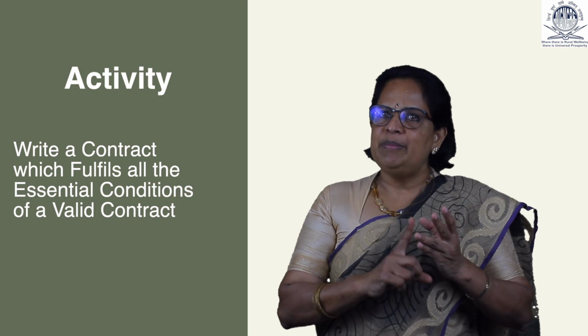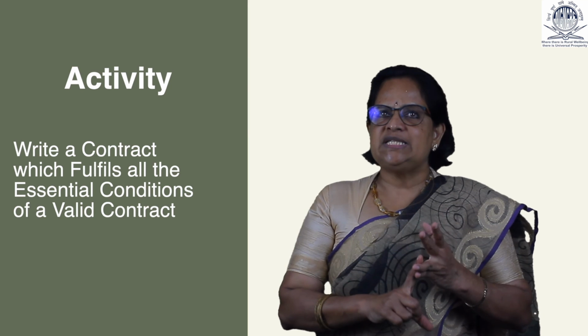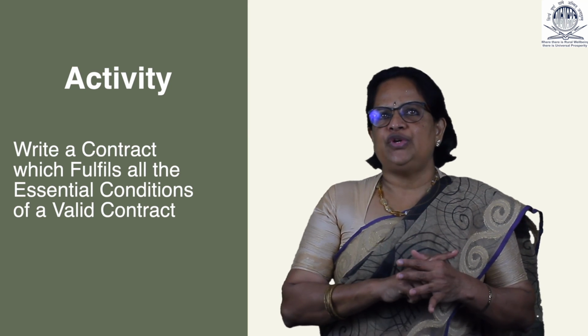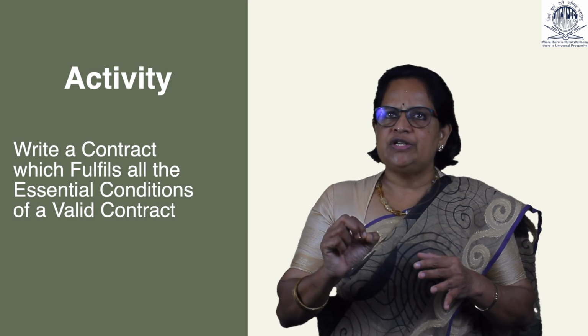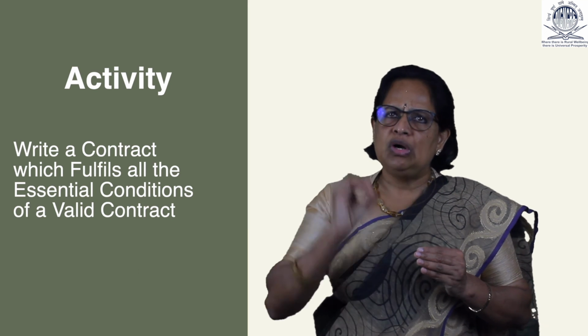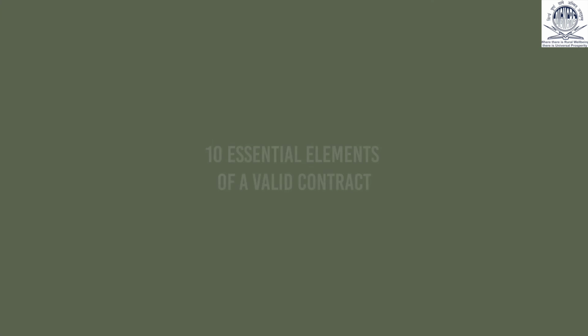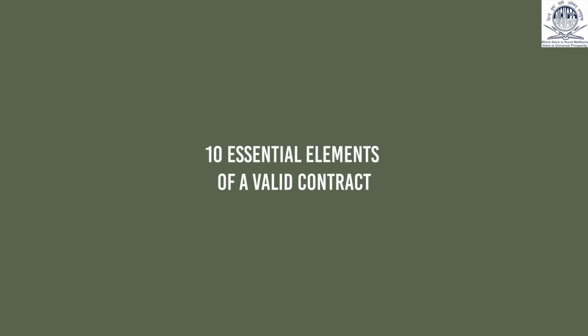Our learning wouldn't be complete if we don't assess what we have learned. So, here is an activity for you. Write a contract which fulfills all the essential conditions of a valid contract. Now we have reached the end of this lesson. In this module, we have covered 10 essential elements of a valid contract.